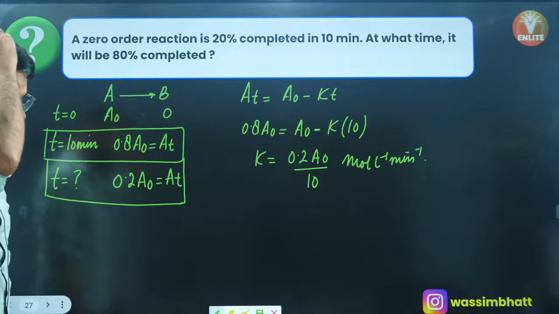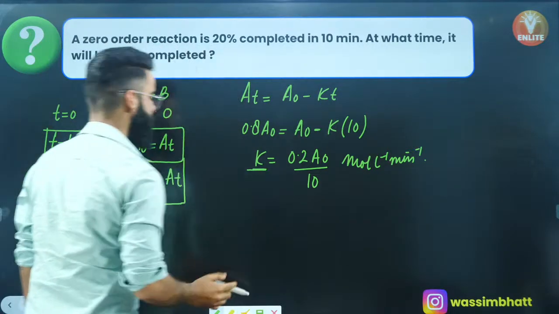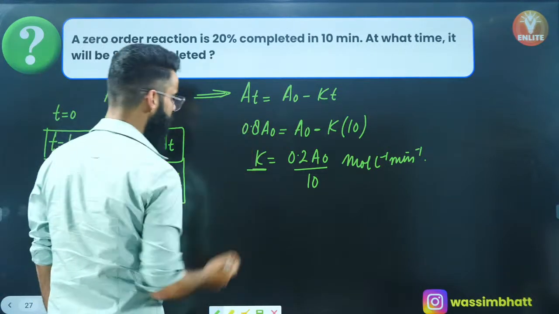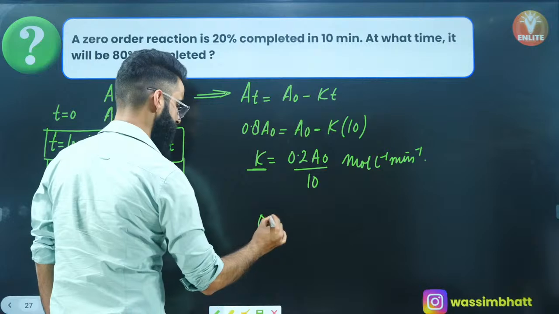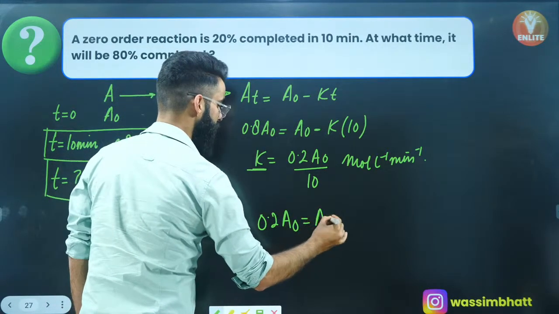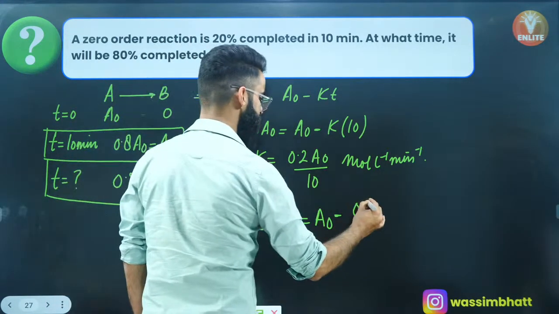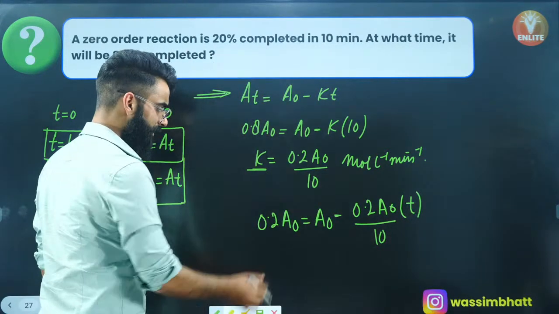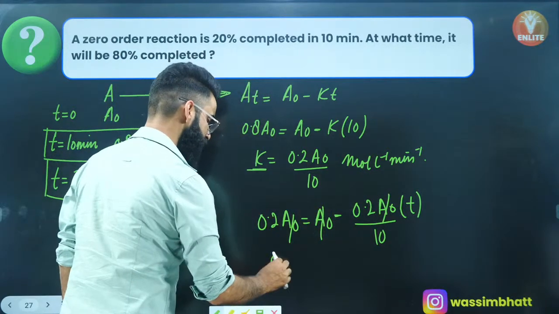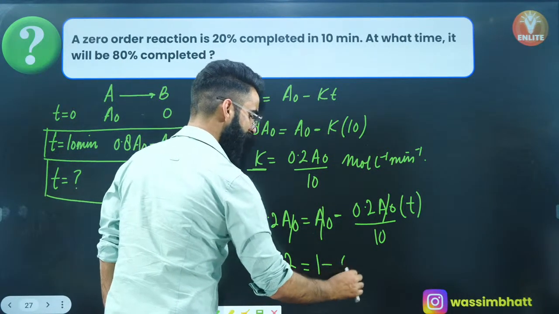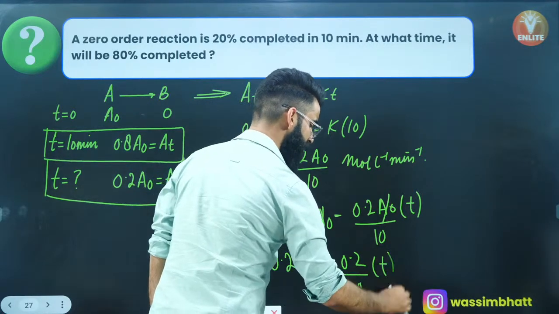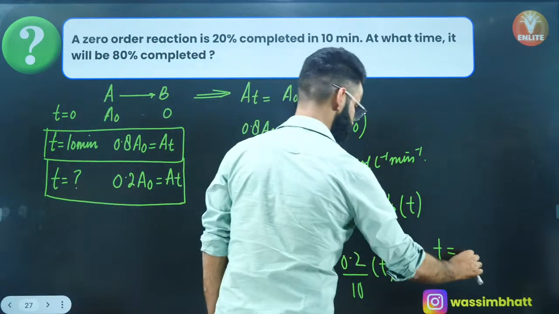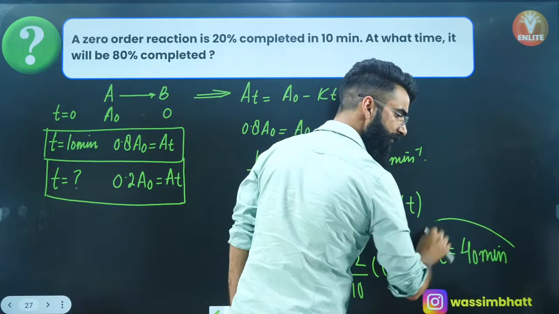Perfect. Now we will have a look. Since you got the k value, now you'll be using the same integrated rate equation, but you'll be using the second condition. As far as the second condition is concerned, At value in the second condition is 0.2 A naught is equal to A naught minus k, and the k value you already got, that is 0.2 A naught divided by 10, multiplied by t. And this is the value of t which I need to calculate. So A naught gets cancelled everywhere. So you get 0.2 is equal to 1 minus 0.2 divided by 10 multiplied by t. By solving this equation, you can calculate the value of t, and the t value will come out to be simply 40 minutes exactly.